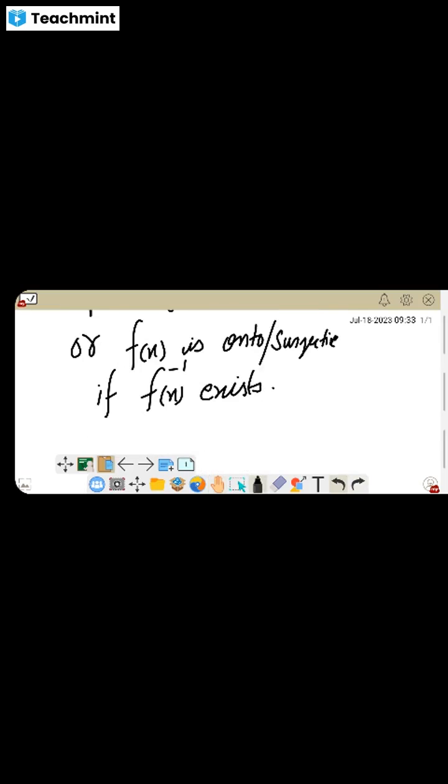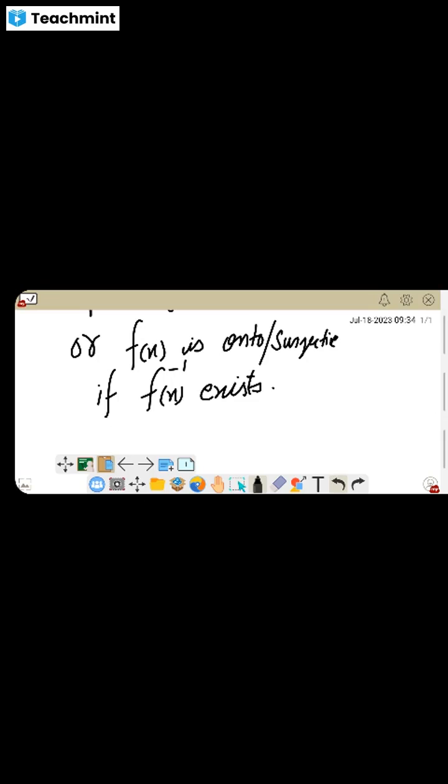Next, I'll explain how to find f inverse in the next class, and how to find the domain and codomain of any given function, and also how to find the inverse. We'll do it tomorrow. If any function is injective as well as surjective, then we can say this is a bijective function.